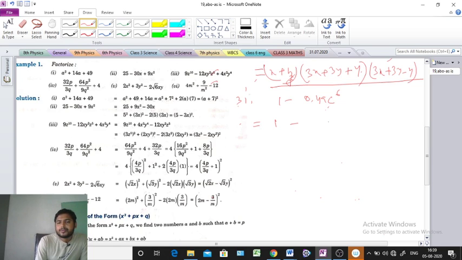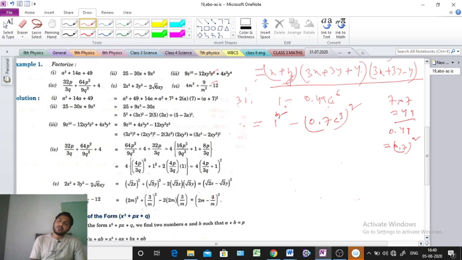What to do here? We can do one thing. 0.49, no? 0.49 means we can write 0.7 square, because 7 into 7 is 49. So we can write here 0.7 c cube whole square, and here 1 square. 1 means we can write 1 square. Try to understand, everyone.